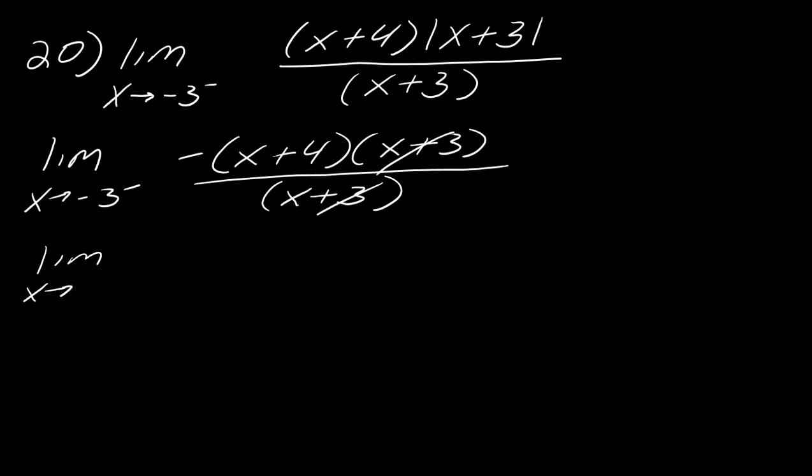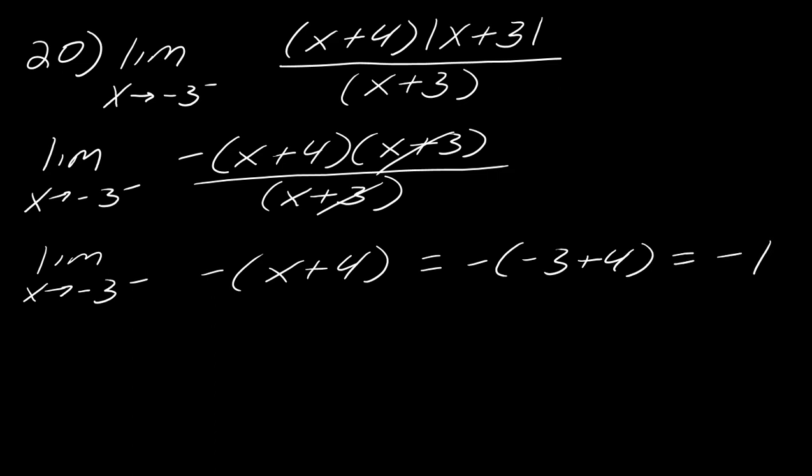So then I've got the limit as x approaches negative 3 on the left of negative x plus 4. And now it's just as easy as plugging in negative 3. So this becomes negative 3 plus 4. So ultimately this equals negative 1, and we're good to go.